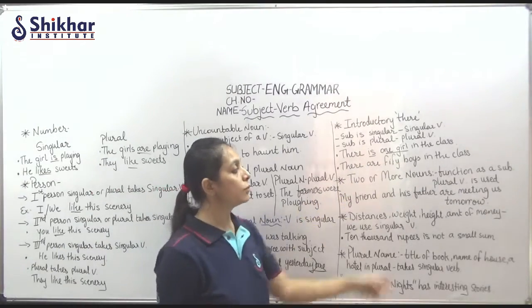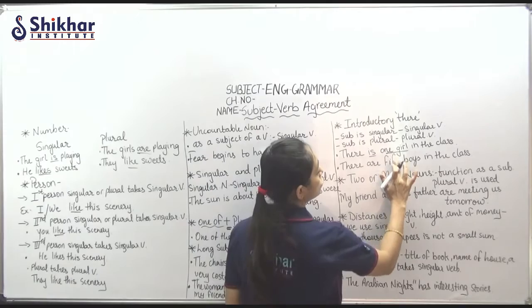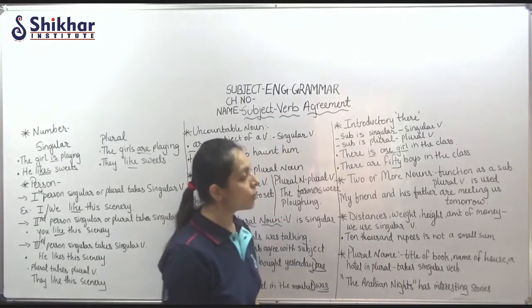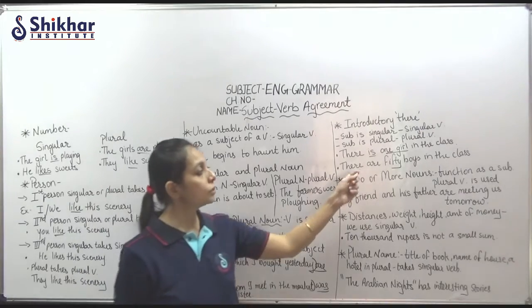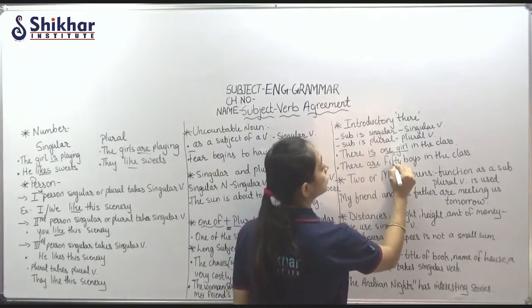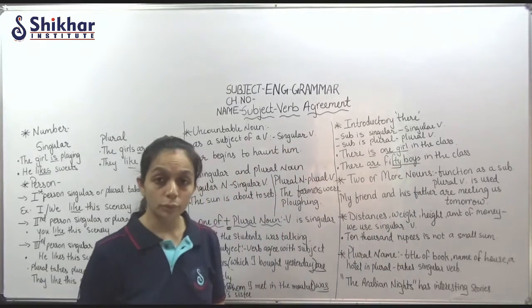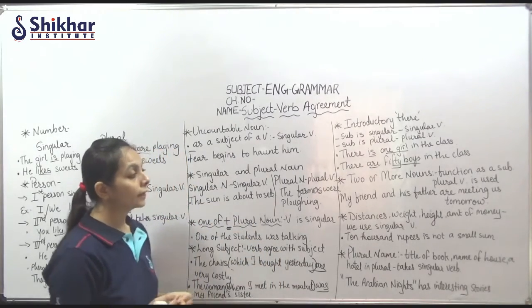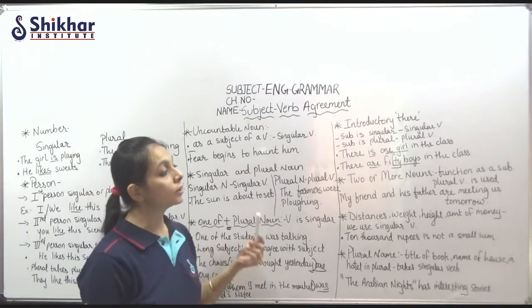There are 50 boys. Excuse me for the spelling. There are 50 boys in the class. So here there will be followed by a plural verb because the subject is plural. So your verb is also plural. Understood?